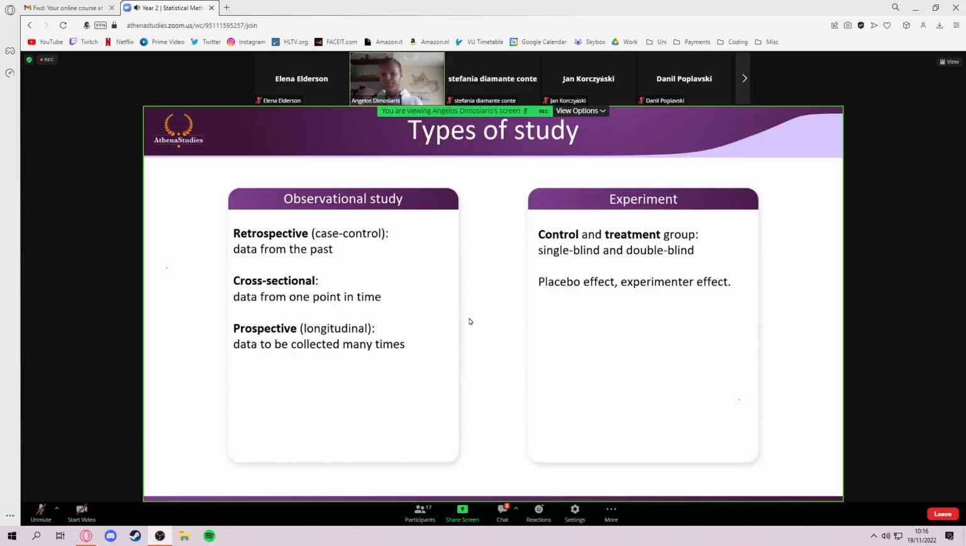All right, so we also have three kinds of studies based on how or when the data is collected. First we have the retrospective or the case control studies. Here we have all the data from the past. We have the cross-sectional studies, and here we measure our data once. And we have the prospective, or in my field, we most call them longitudinal studies, where we collect the data many, many times.